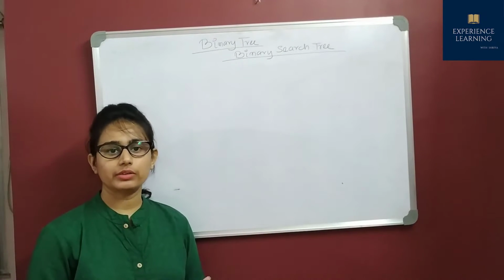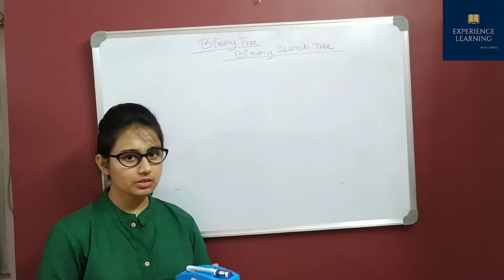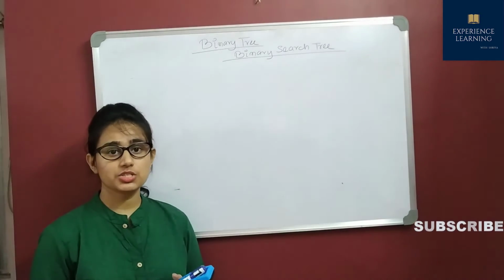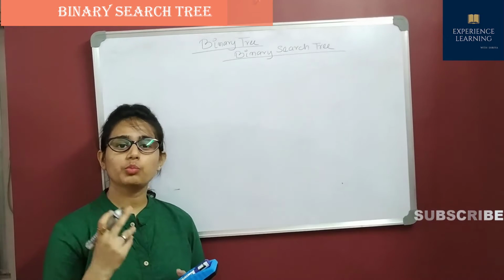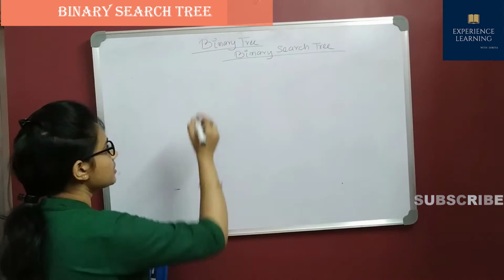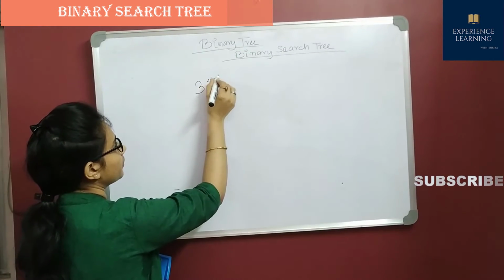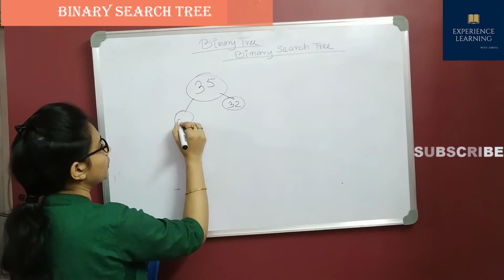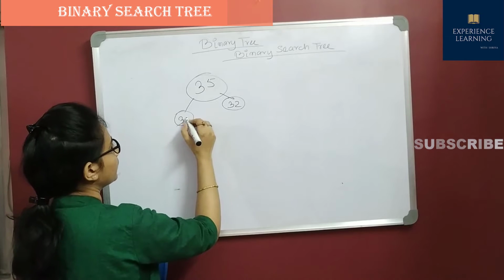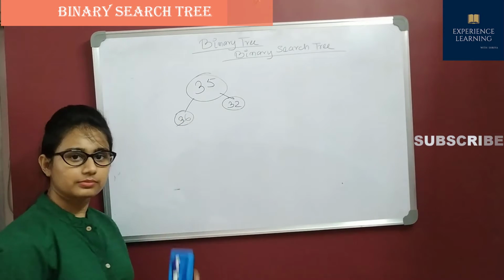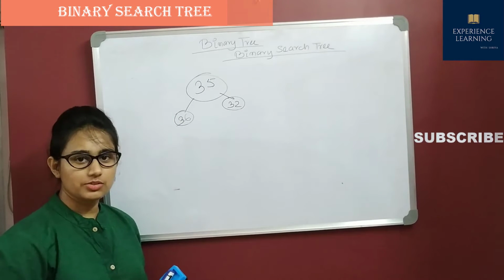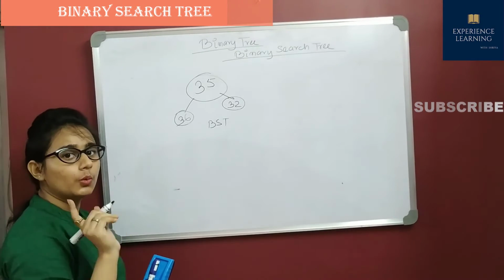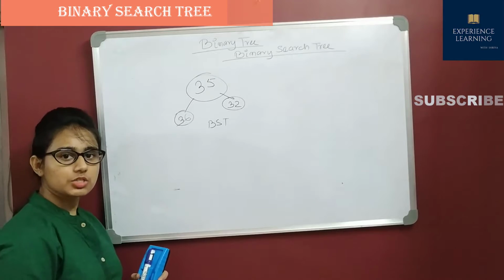Okay, so we know what a binary tree is. A binary tree has at most 2 children, and for the binary search tree, you are giving one more constraint on it. What is this? Say I can write 32 and 36. This one is a binary tree, but this is not a BST. I mean, this is not a binary search tree. What is the constraint in case of binary search tree?